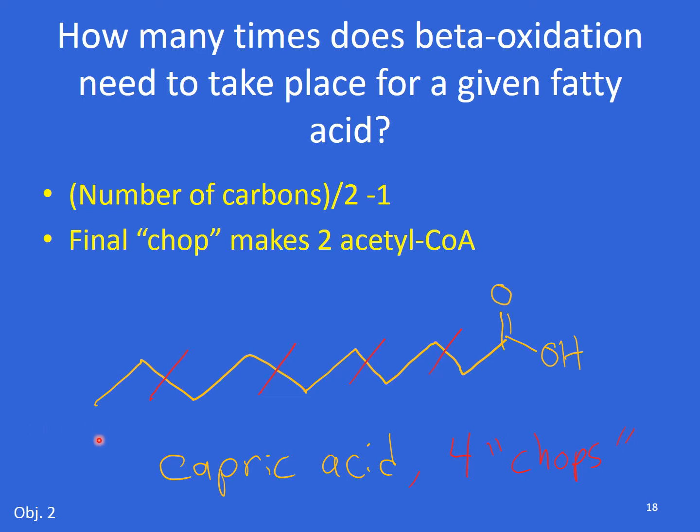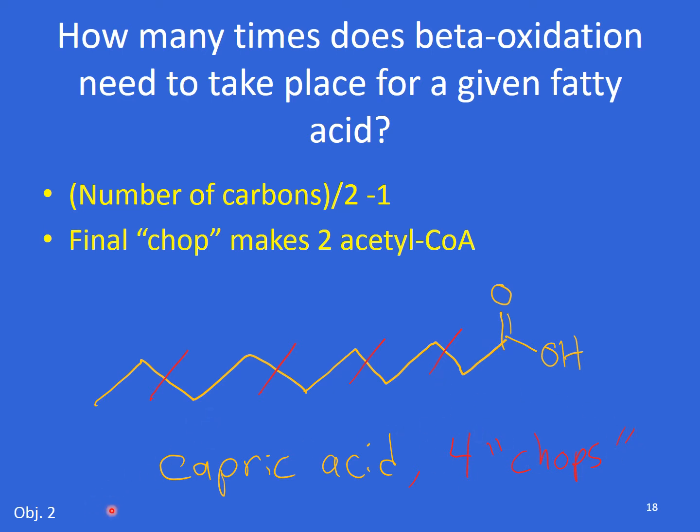You can see that for capric acid there's 1, 2, 3, 4, 5, 6, 7, 8, 9, 10 carbons. So 10 divided by 2 is 5, minus 1 is 4. So what I'm saying is that for capric acid, which has 10 carbons, it will require 4 rounds of beta-oxidation to completely chew it up.